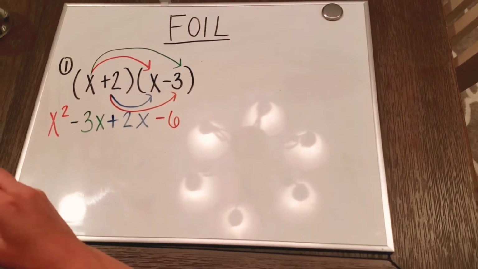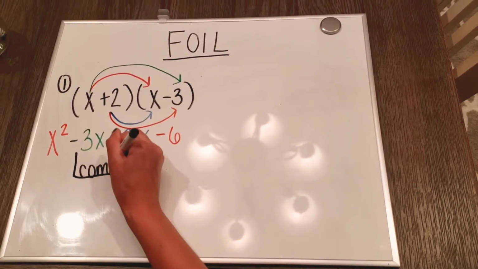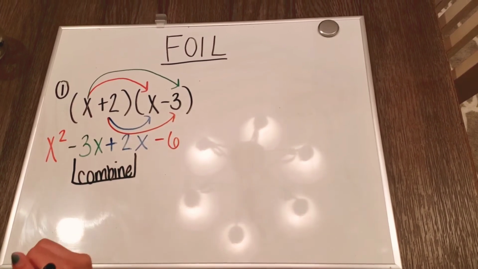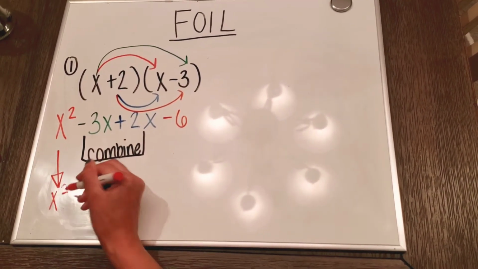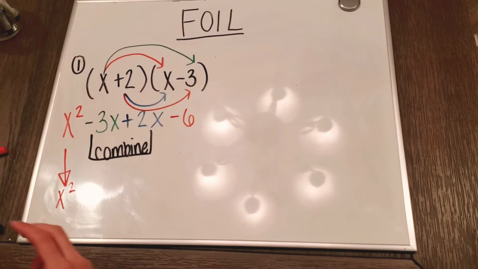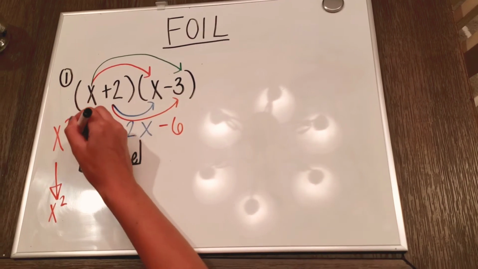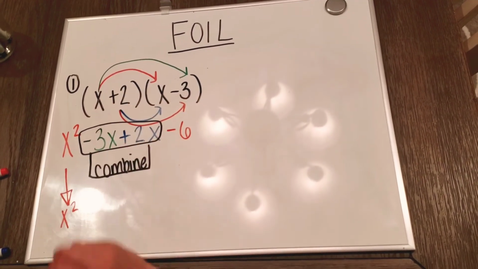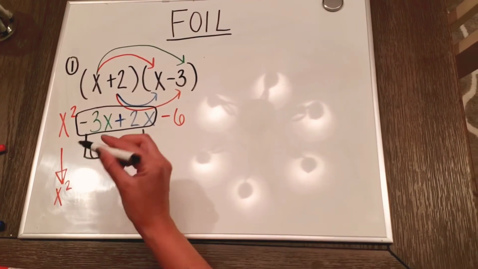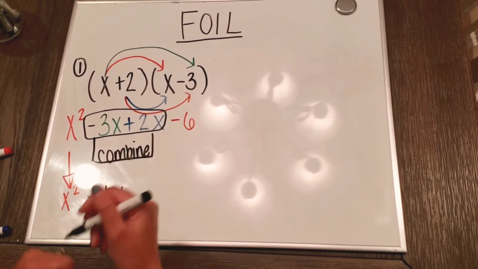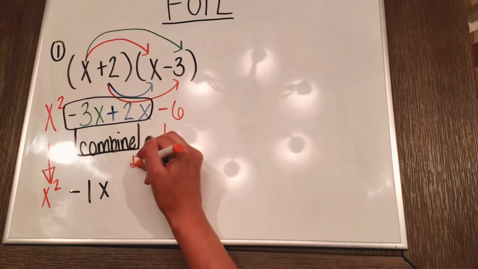Okay, our last step, just like our other questions, we're going to combine our middle. Okay, I'm going to put that little note in there for you. So I'm going to bring down my x squared, and then I'm going to combine my middle, negative 3x plus 2x. So this whole thing gets combined. Okay, do not drop that negative sign. Negative 3 plus 2 is negative 1x, and then I must bring down my minus 6.